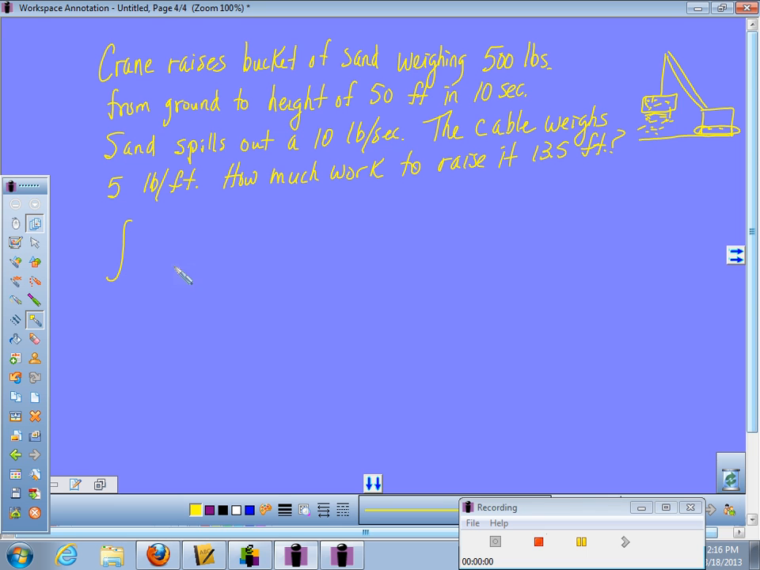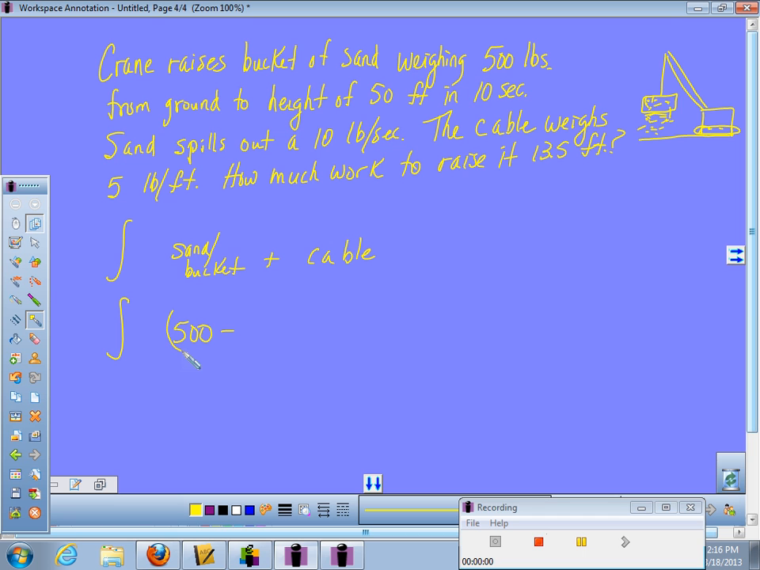Yeah, you got to worry about the sand in the bucket, and then you got to worry about the cable. You actually got two different things happening here. You have to have something represented for the force of each. So which one do you want to do first? Sand? Okay. So, I always work from what am I starting out with as far as the sand? 500 pounds. You know you got 500 pounds to start with, but is it going up or down? You want your sand out, so it's going down.